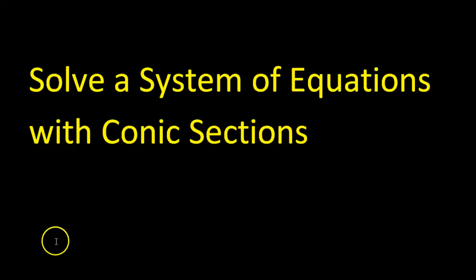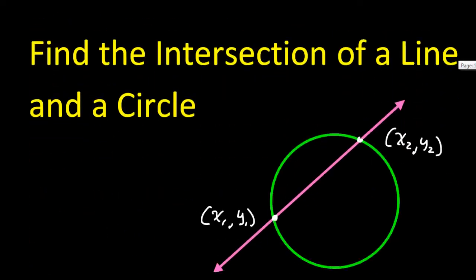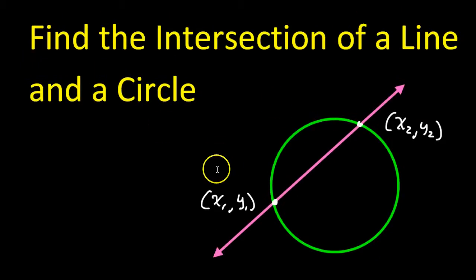In this video, we will continue practicing learning to solve a system of equations involving conics. In this particular case, we are going to be finding the intersection of a line and a circle. And we'll do it algebraically by substitution and graphically. So we'll graph the line and the circle and see where they meet. If we do it right, we should get the same answer both times.